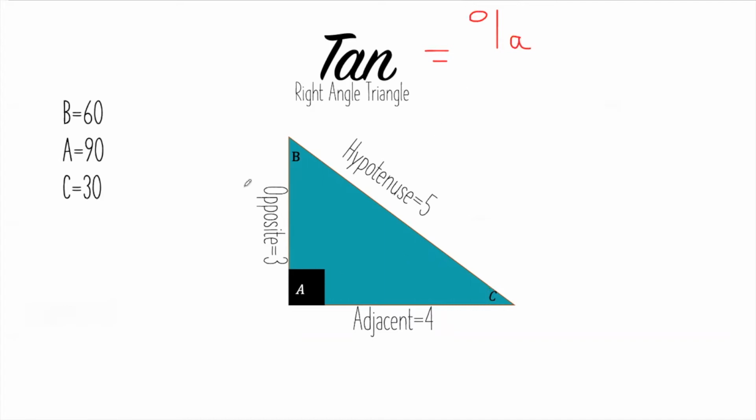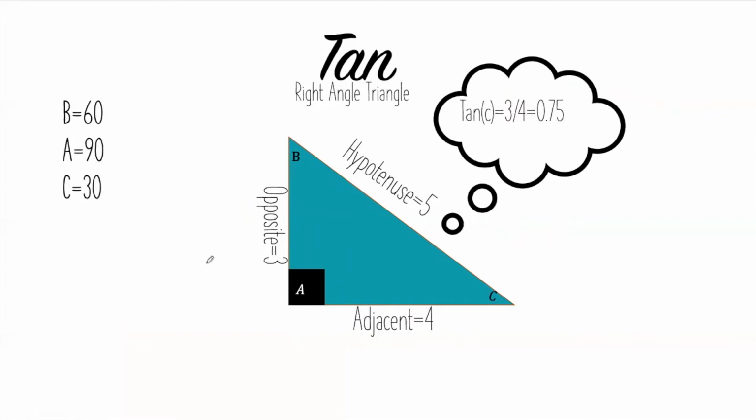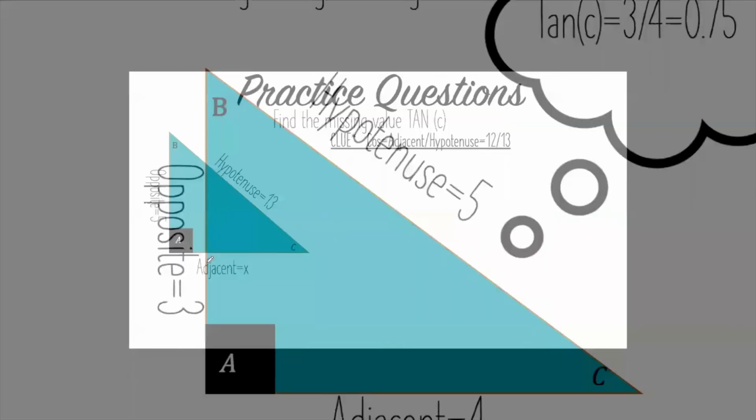And let's see, our opposite's going to be 3 and our adjacent's going to be 4. So 3 over 4 or 0.75. 0.75 is going to equal tan C. Okay, let's see if we're correct. Okay, here it comes. And yes, 3 over 4, which is equal to 0.75, we were correct.